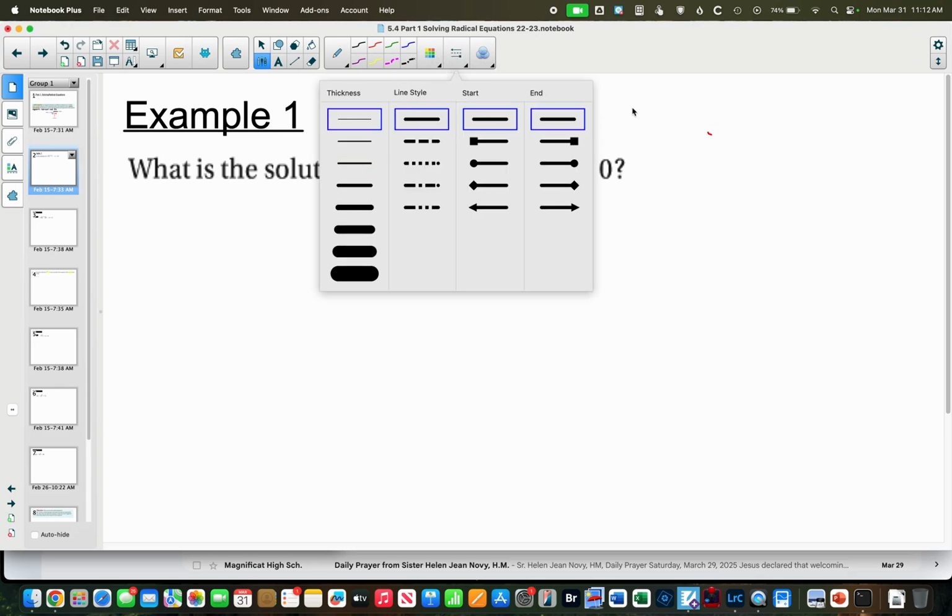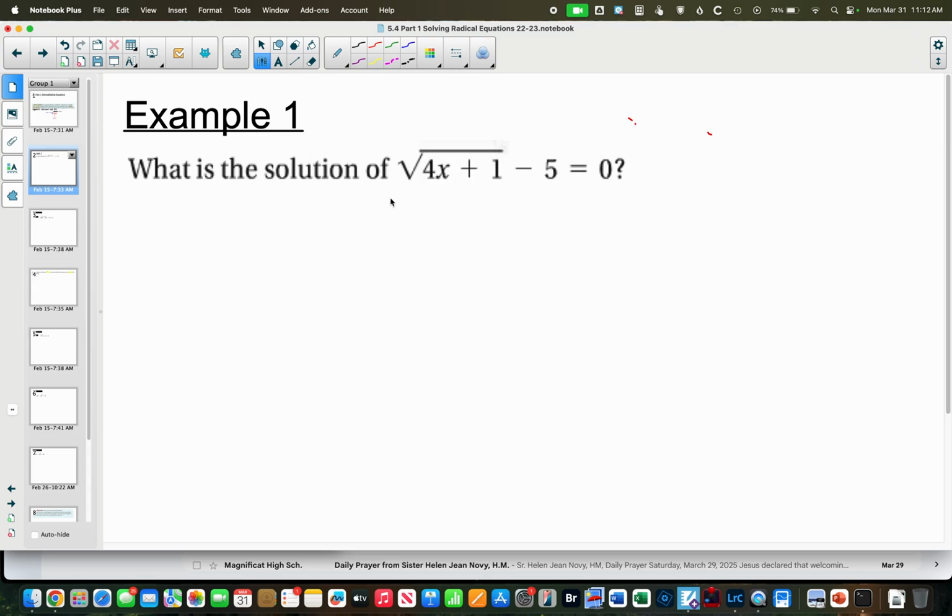What we want to do first is isolate the square root, or any root. You want to isolate the root, and then if it's a square root, you're going to square it. If it's a cube root, you're going to cube it. And then you're going to solve. So we're going to add 5. Adding 5 gives me 5 here.